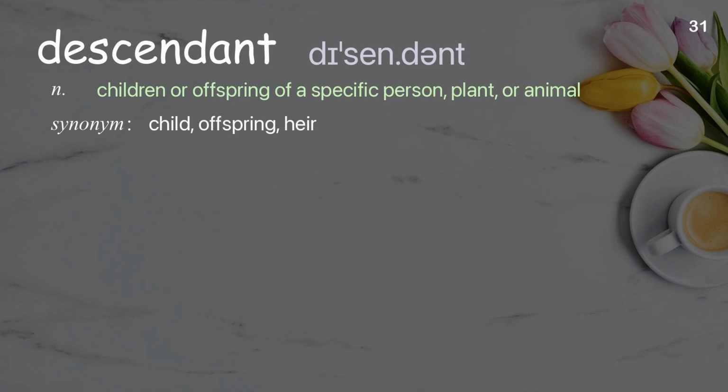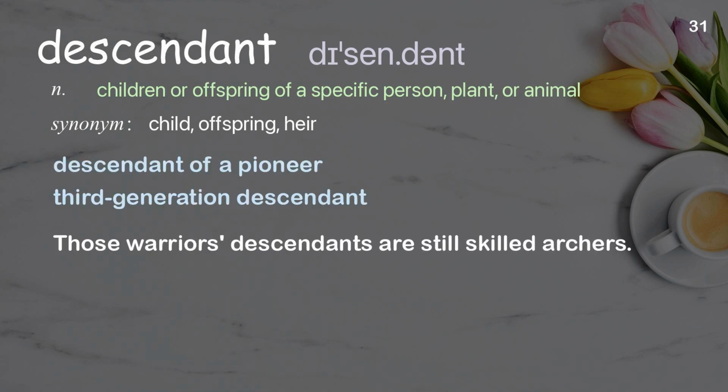Descendant. Children or offspring of a specific person, plant, or animal. Examples: Descendant of a pioneer. Third-generation descendant. Those warriors' descendants are still skilled archers.